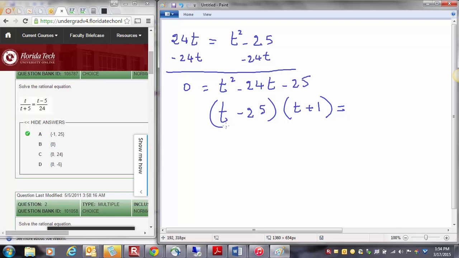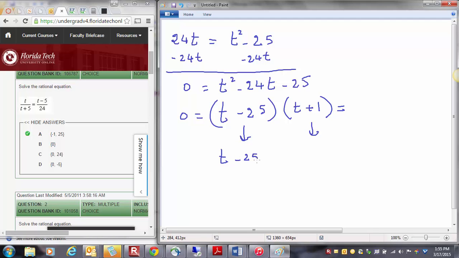How do we get the middle term? The outer plus the inner. Notice the outer is 1t, minus 25t is negative 24t. So to find the middle term, it's always going to be the outer plus the inner. And now we need to use the zero factor property by equating each factor to 0 and solve for t.